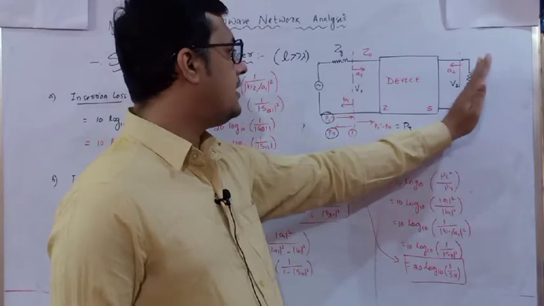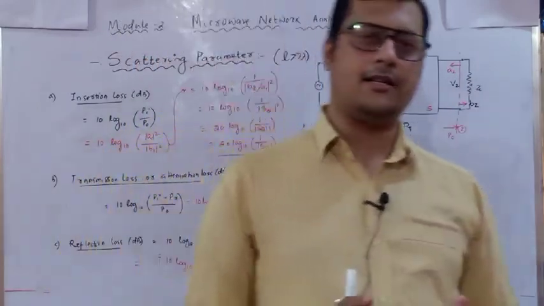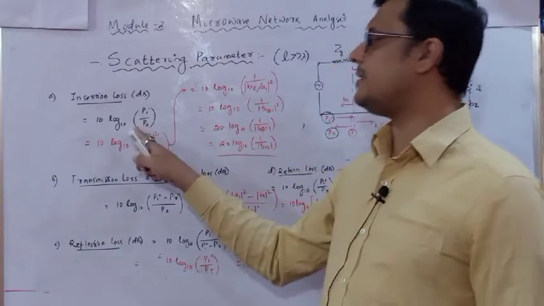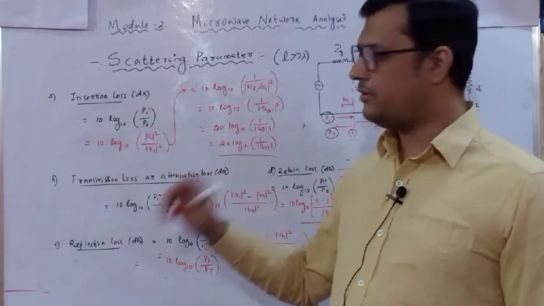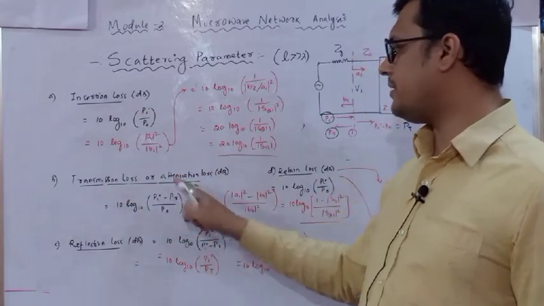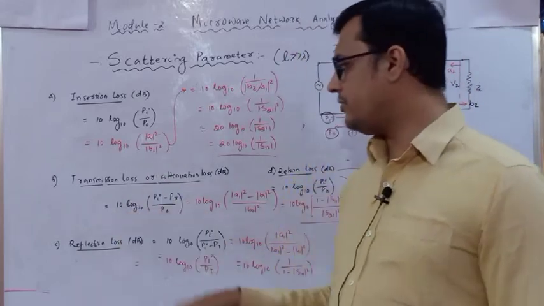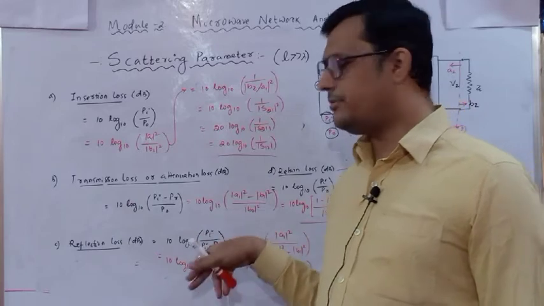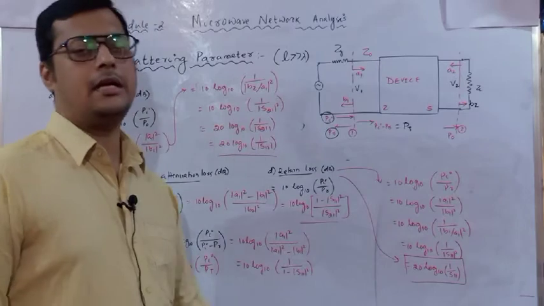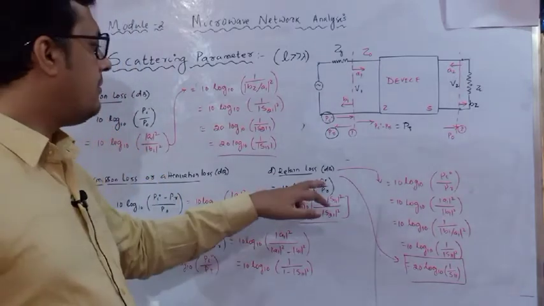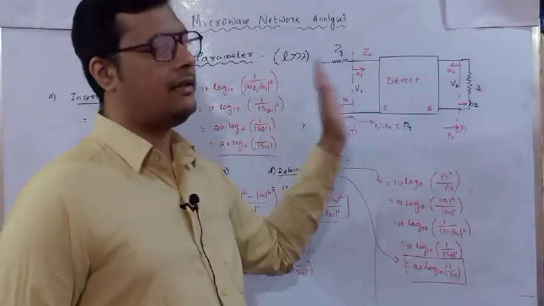If the source and the load are placed differently, all the parameters will change, but the general representation or general equation is this one. Insertion loss is 10 log base 10 of input by output. Transmission loss is 10 log of input minus reflected power divided by the output. Reflection loss is input divided by input minus reflection, and return loss is input by reflection. You need to remember all this black term. The red term will change according to the given situations.